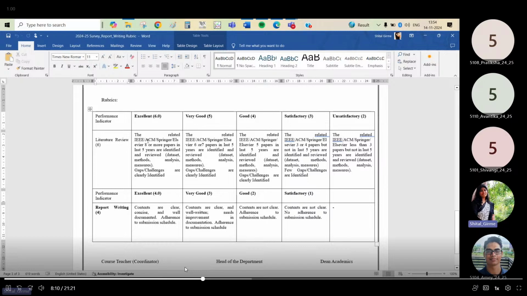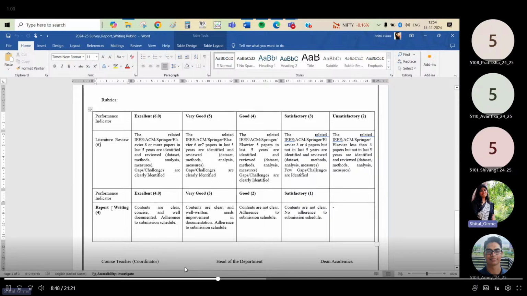If you examine, read, and survey 8 or more papers from the last 5 years, review them properly, analyze the measures or parameters out of them, and the gap and challenge are identified clearly, then you will get full marks. If papers are reduced to 6 to 7, then the marks would be reduced to 5. If you survey fewer than 3 papers, you will get 2 marks, which indicates unsatisfactory performance. So this is about the literature survey.